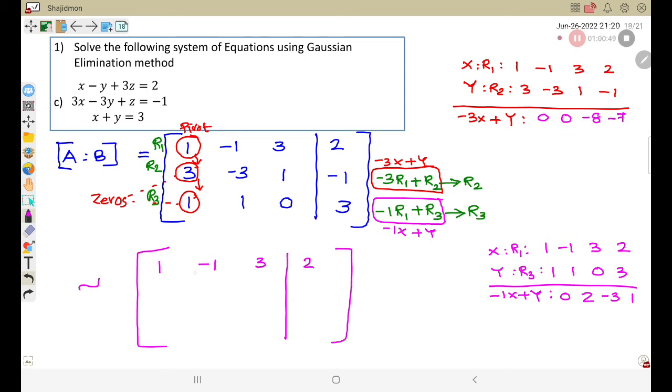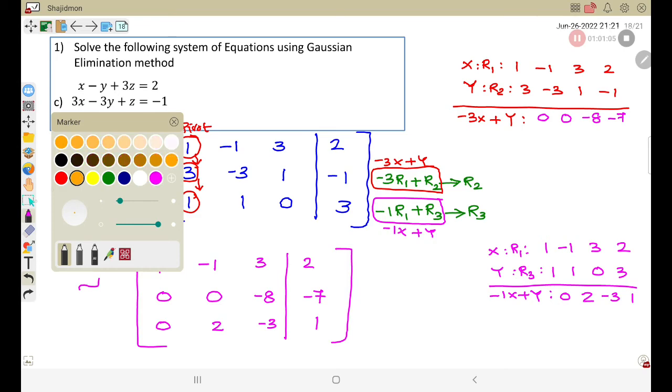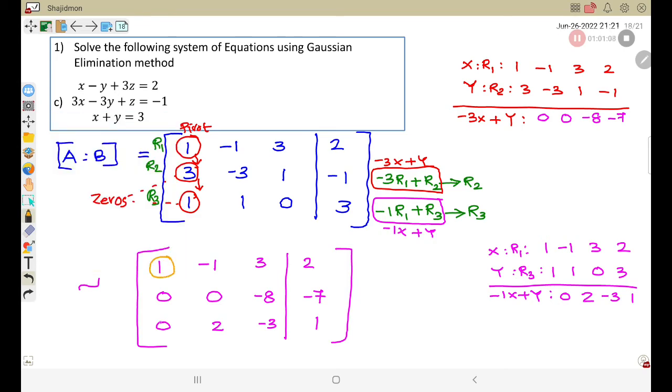Second row, what is the new second row? 0, 0, minus 8, minus 7. What is the third one? 0, 2, minus 3 and 1. Now this number is 1, down number 0 is finished.